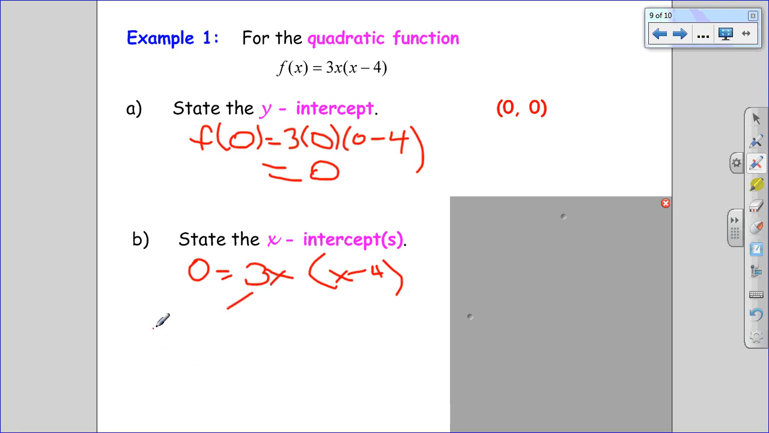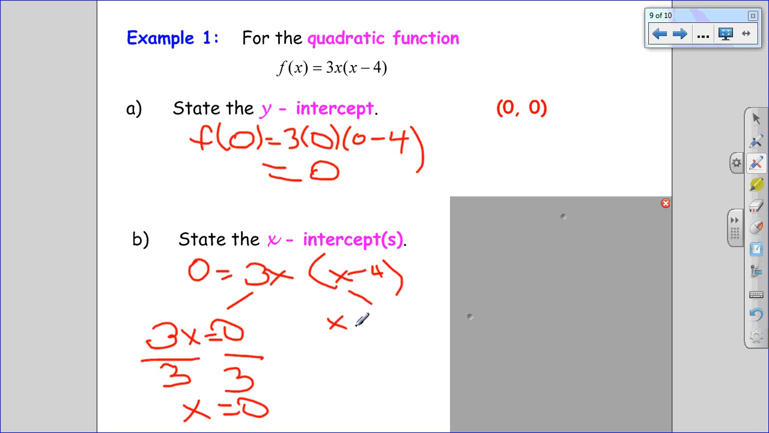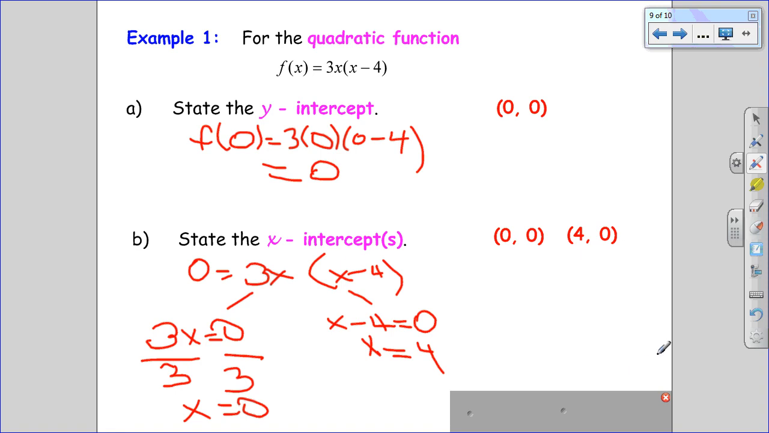So now I'll branch this off, and I have two solutions. One where 3x is 0, and I divide both sides by 3, because that's how I have to solve this type of equation, because I'm trying to eliminate the multiplication. So x is 0. And then the other one, I take my other factor, which is x minus 4, and set it equal to 0. And in order to solve that, I have to add 4 to each side. So x is 4. And therefore, my x-intercepts, or zeros, or roots, are at (0, 0) and (4, 0).